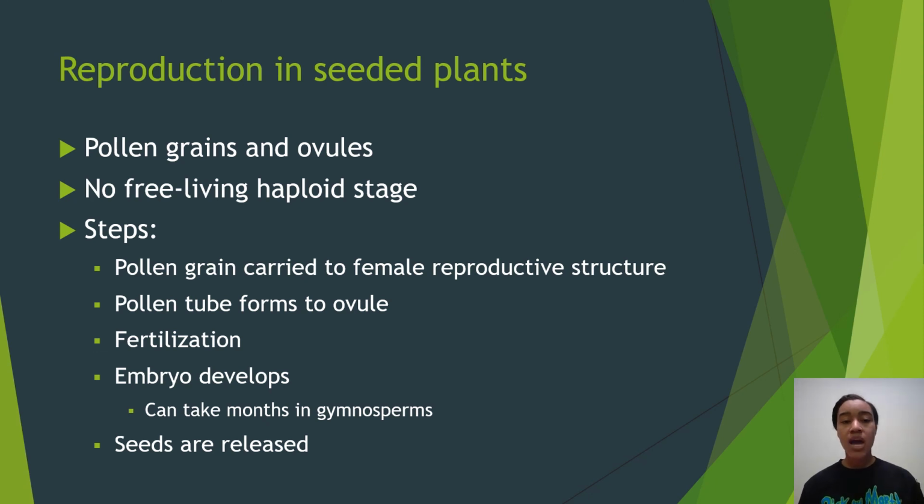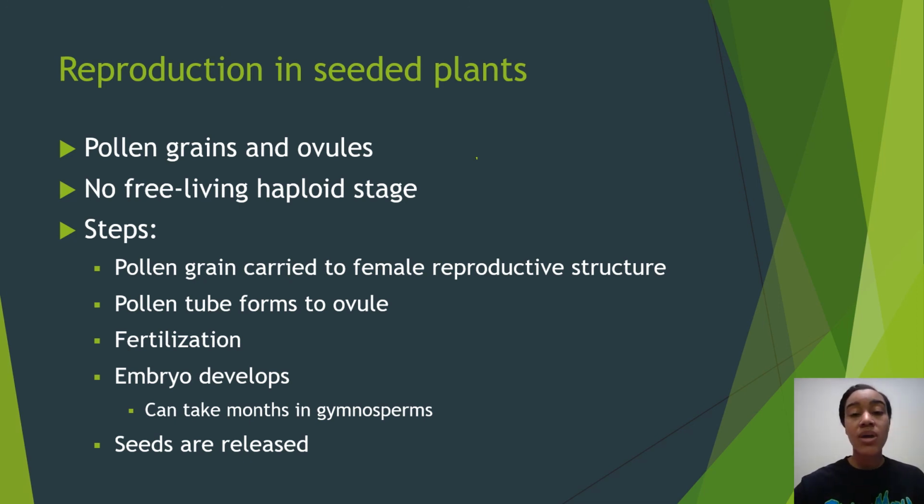So now I want to take some time to talk about some common stages in the reproductive cycles of angiosperms and gymnosperms. We're going to talk a lot more in detail about each category of plants' reproductive cycles as we go through, but there are just a couple of common details to keep in mind. The first being that both angiosperms and gymnosperms use pollen grains and ovules in reproduction.